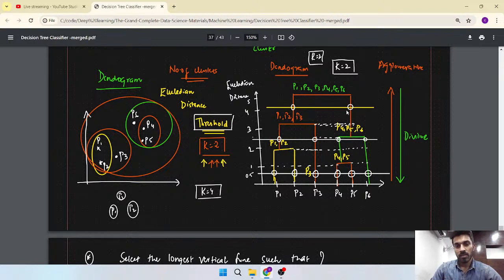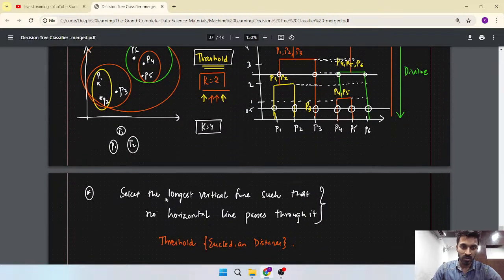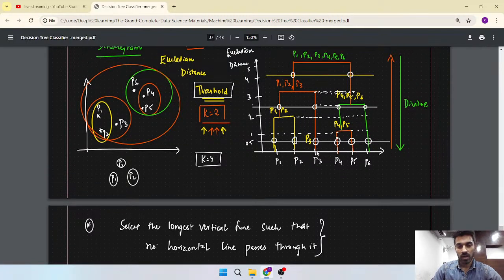To find this k value, this is the main aim: select the longest vertical line such that no horizontal line passes through it. That means you have to find that longest vertical line. Suppose you select this one, then this line will not be cut anywhere. Suppose you have taken this line, then this line will be cut by this line. You can see that if you take this vertical line, then a horizontal line is cutting it.